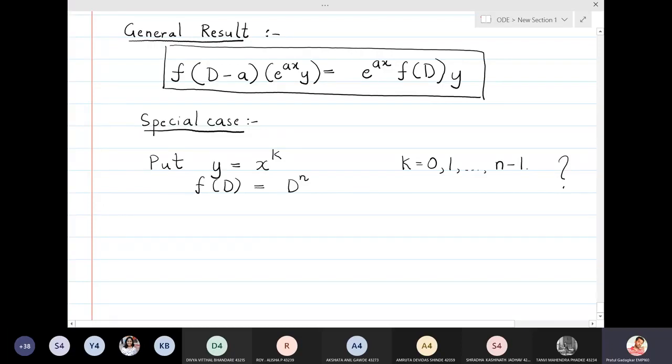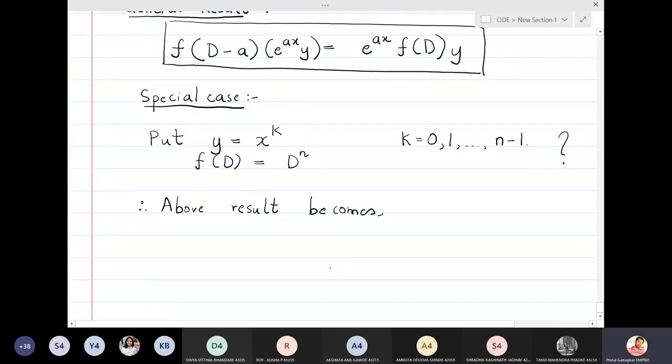So just substitute, just replace the above variables. Therefore, the above result becomes... What does the right hand side become? e raised to ax f(D). What is f(D)? f(D) is D raised to n. What is y? y is x raised to k. And what is the left hand side? This is e raised to ax into x raised to k.